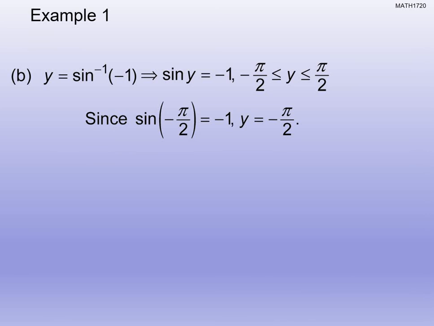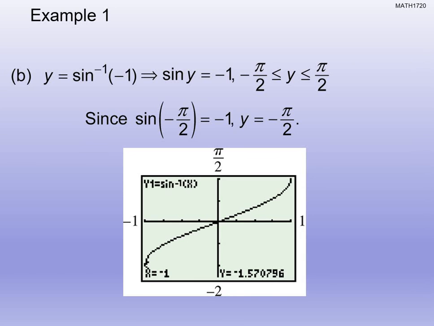Since our restrictions have to be between negative pi over 2 and pi over 2, if we plug in sine of negative pi over 2, we get negative 1. Remember, this happens because of a trig identity from chapter 5: sine of negative theta produces negative sine of theta. So we have negative sine of pi over 2, and we know sine of pi over 2 is 1, and a negative times 1 gives us negative 1. So what angle could theta be so that I take sine of that angle and get the ratio of negative 1?